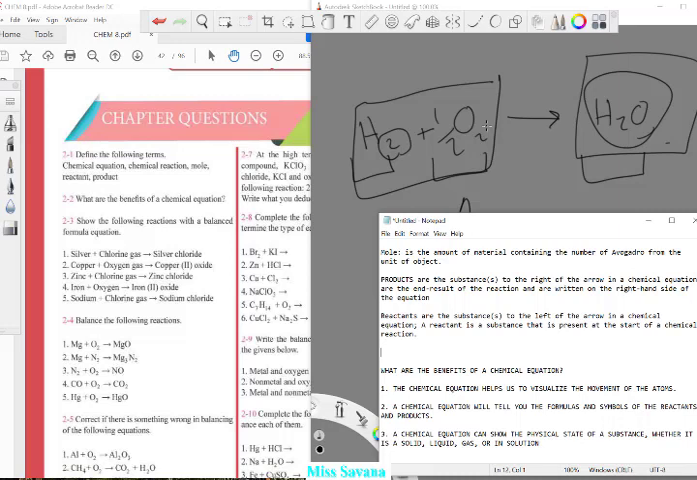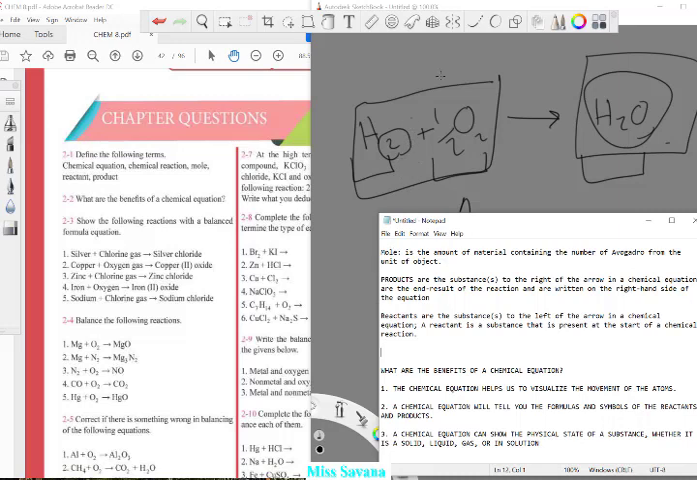A chemical equation will tell you the formula and samples of the reactants and the products. It tells you what substances entered and what came out of the chemical reaction. It also helps you know their quantities, how much hydrogen entered and how much came out. A chemical equation can show the physical state of a substance, whether it's solid, liquid, gas, or in a solution. What does he mean by that?